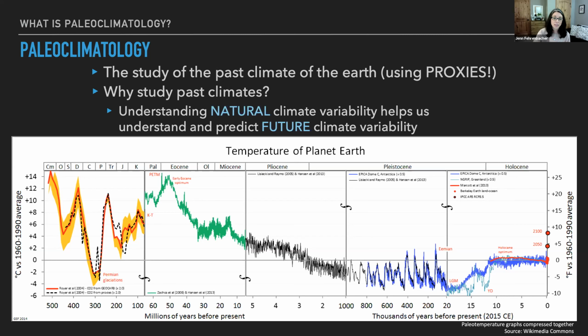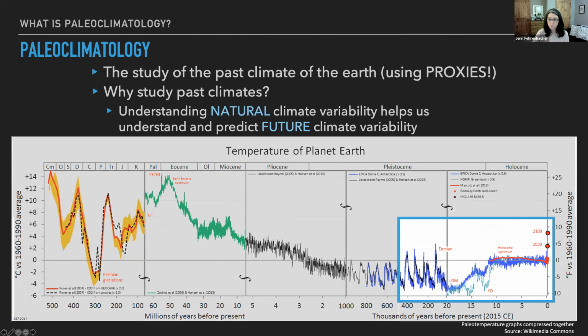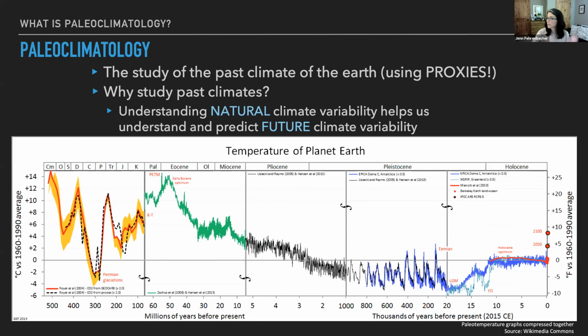So the figure here that I'm showing looks pretty complicated, but I really like this figure for various reasons. This is the temperature of the planet over 500 million years. It looks complicated because at the bottom, the time changes. So I'm not going to spend too much time talking about this.